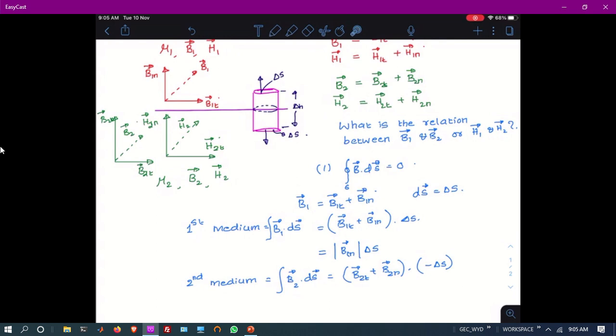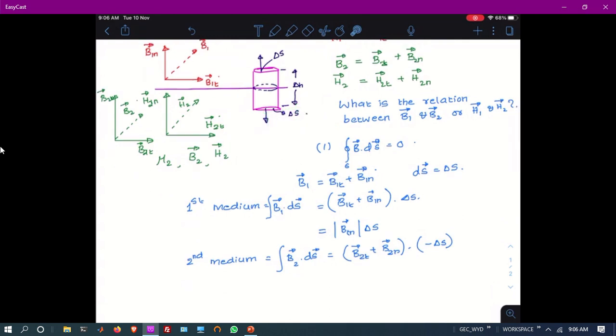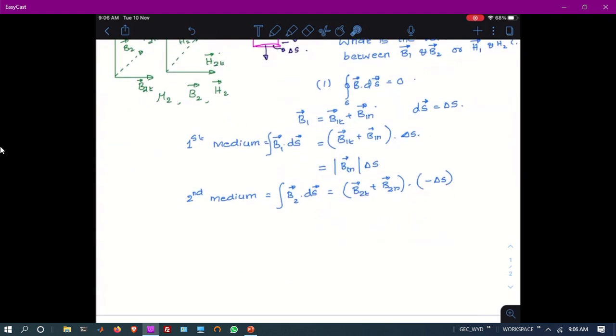So you see that B2t is perpendicular to delta s. Delta s is in this direction and B2t is in this direction. So they are perpendicular, because of which the dot product vanishes. And B2n and delta s are in opposite directions, at an angle of 180 degrees, which gives minus 1. So you can write this as the magnitude of B2n into delta s, with a minus sign from cos 180 degrees. Since you have already taken the minus sign with delta s, you can just say it is cos 0 degree.